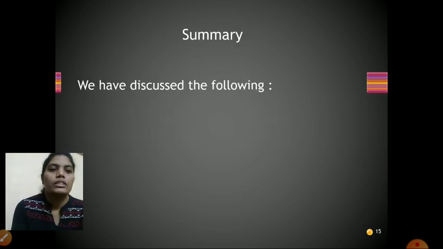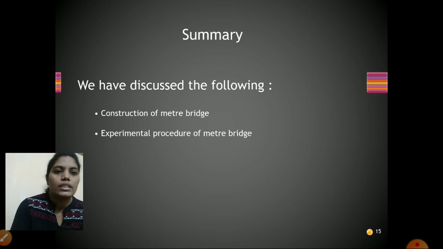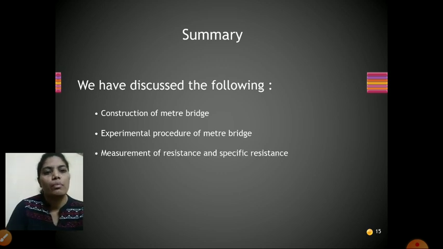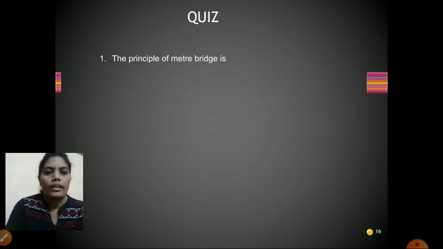So what we discussed in this session: we discussed how we can construct a meter bridge and what the experimental procedure of the meter bridge is to find the resistance and specific resistance of the given wire.